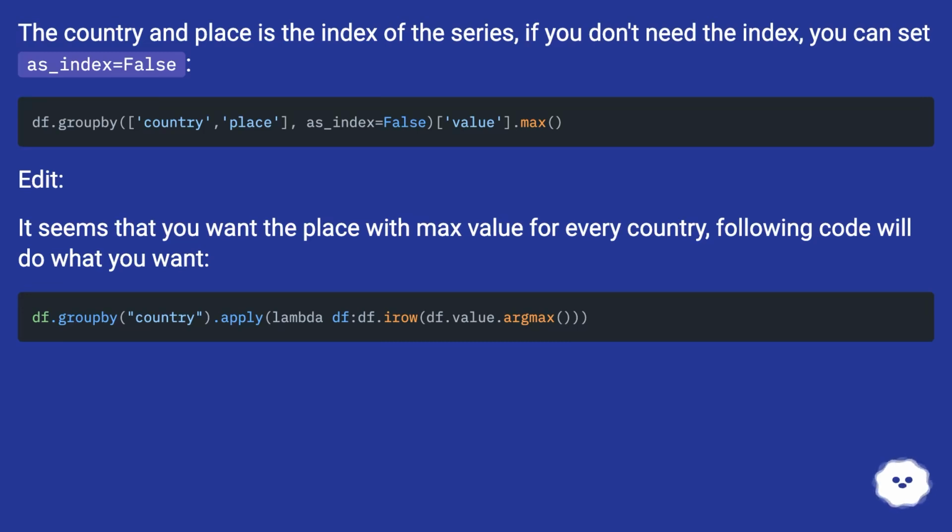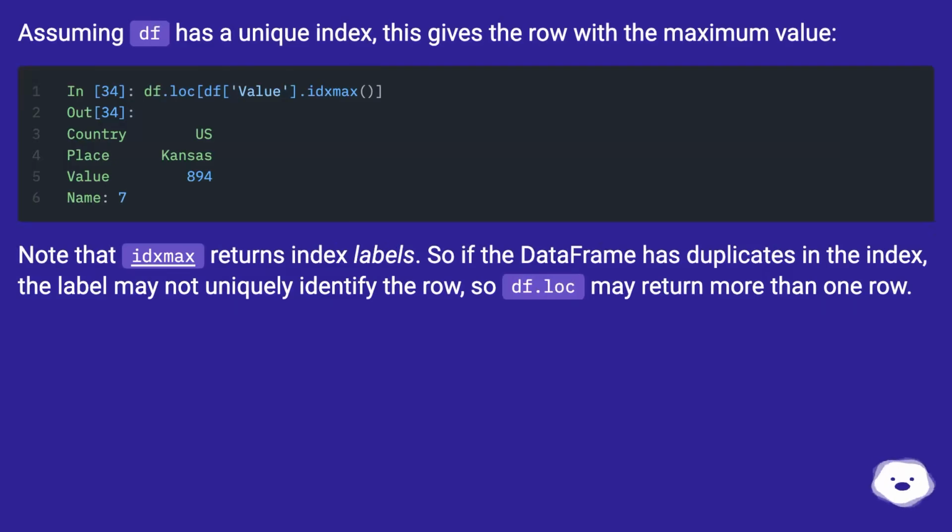Edit. It seems that you want the place with max value for every country. The following code will do what you want. Assuming df has a unique index, this gives the row with the maximum value.